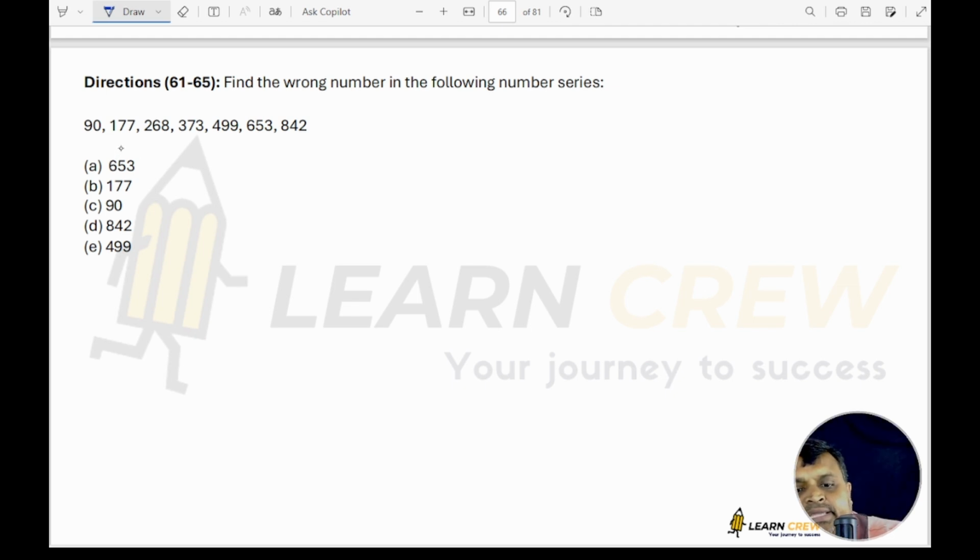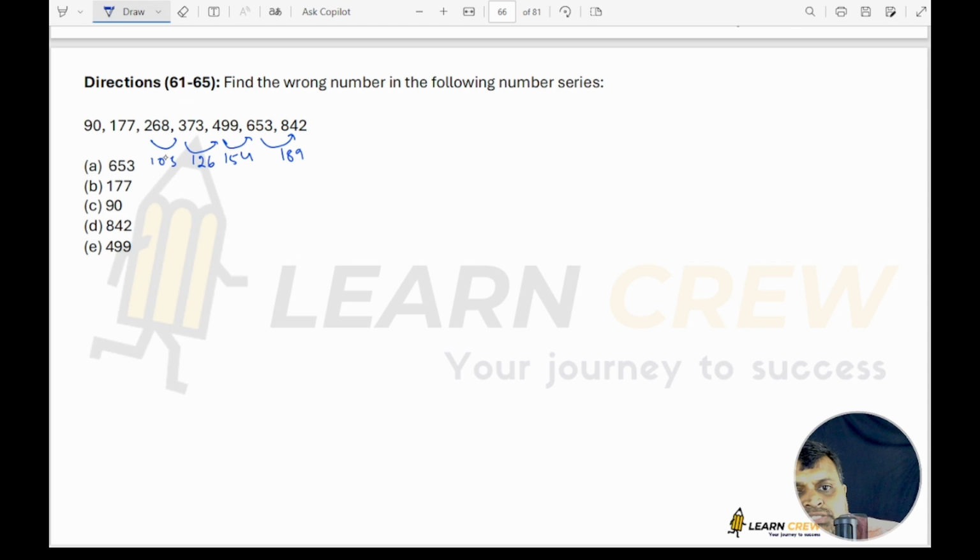Next, 90, 177, 268, 373, 499, 653, 842. So here the difference is 189. Here the difference is 154. Here the difference is 126. Here the difference is how much? 13 minus 8, 5. 15 minus 7, 8. 6 minus 6, 0.